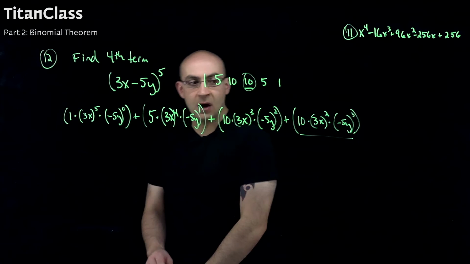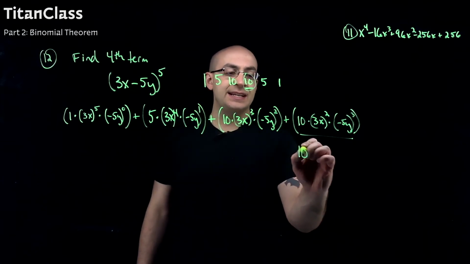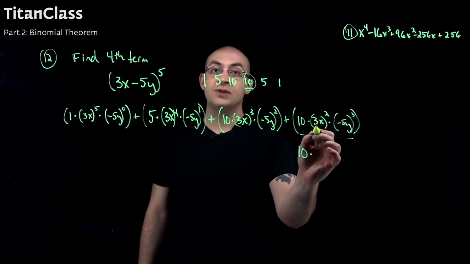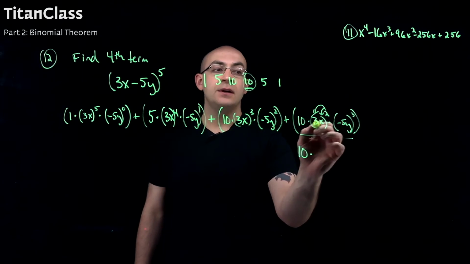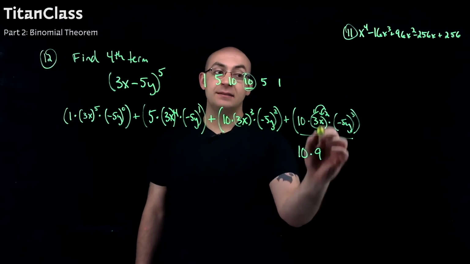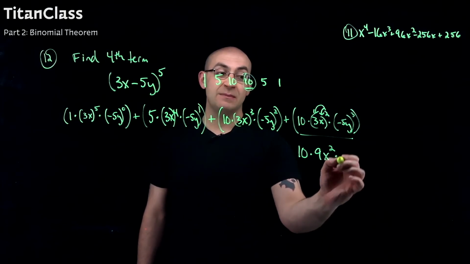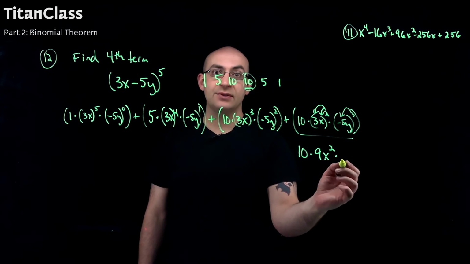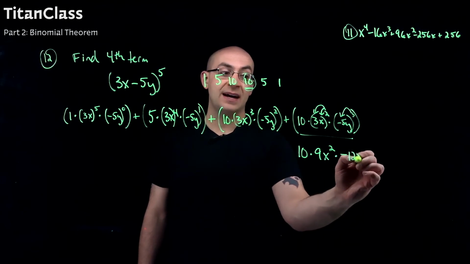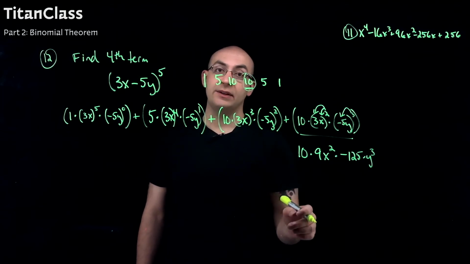So let's go ahead and evaluate it. This is going to say 10 times. Now the 2 distributes to the 3 and to the x, because of the distributive property. 3 to the 2nd power is 9. x to the 2nd power is x squared. This one's even messier. Negative 5 to the 3rd power is negative 125 times y to the 3rd power. This is what we're evaluating.